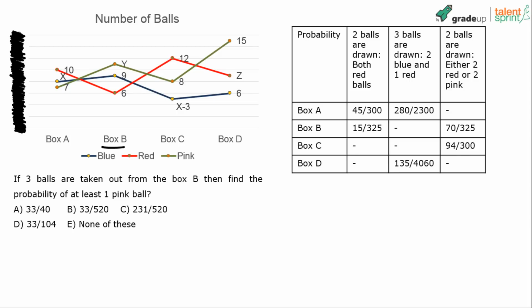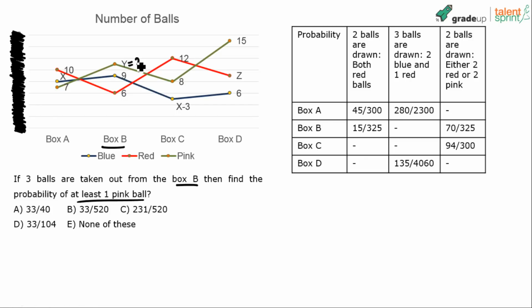All right, time is up. Let's discuss the solution now. So he says 3 balls are taken out from box B. Then find the probability that at least one is a pink ball. Now, before we work on this probability, we got to first find out what is the value of Y. We know that box B has got 6 red balls, 9 blue balls, and Y pink balls. But what Y is, is to be known. How can you find that out? Based on the probabilities given here.